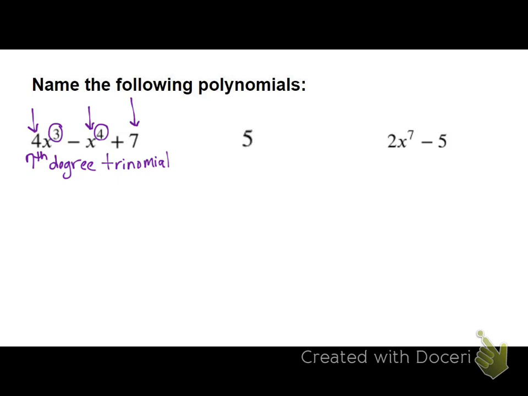Let's take a look at B, for the second one here. You guys just have a 5. So, does it have a power? No. So it's a constant. And if it's just one term, it's a constant what? Good.